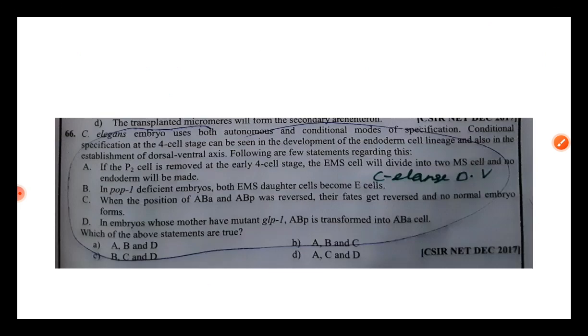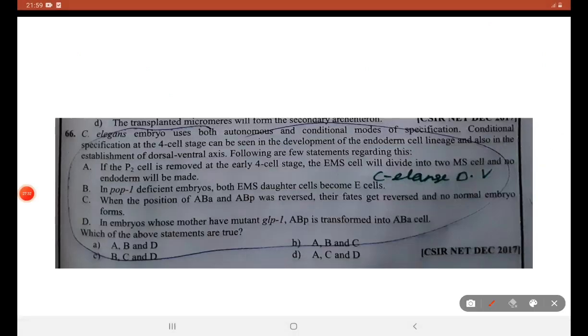Now coming back. Position of both ABA and ABP are reversed, the fate gets reversed. No. Embryos whose mother have GLP1 mutant, ABP is transformed into ABA. Okay, so this is the right answer. A is the correct statement. Okay, all three are wrong. Making it clear, A is the correct statement.